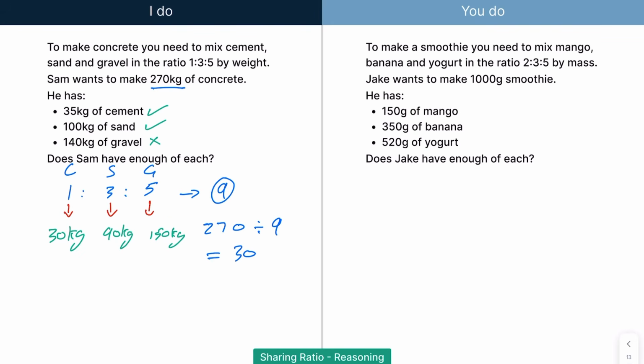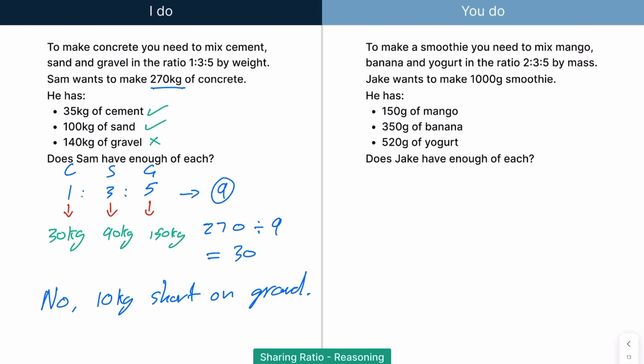So does Sam have enough? And you would write, no, Sam does not have enough. And then you can just say 10 kg short on gravel. And again, we want to be really precise here, so we're being very clear on what we're actually missing. And that's how you answer this question.